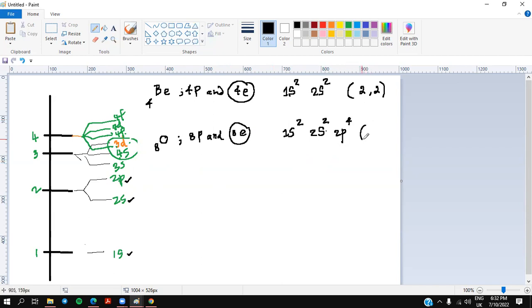But in O level, we write 2,6. It is because in the first quantum number, 2 electrons are there. Second quantum number is 2 plus 4, 6.